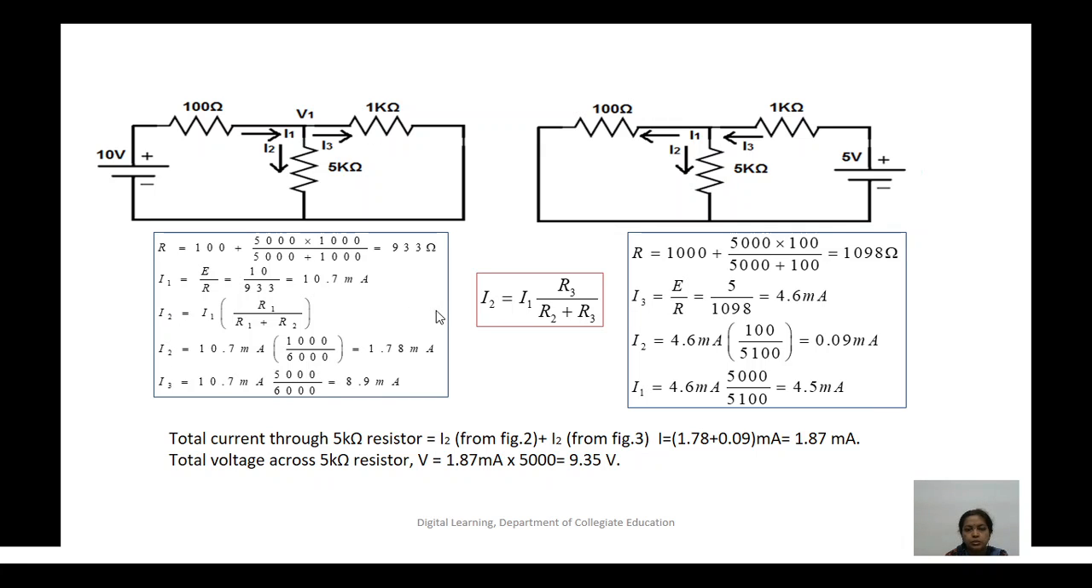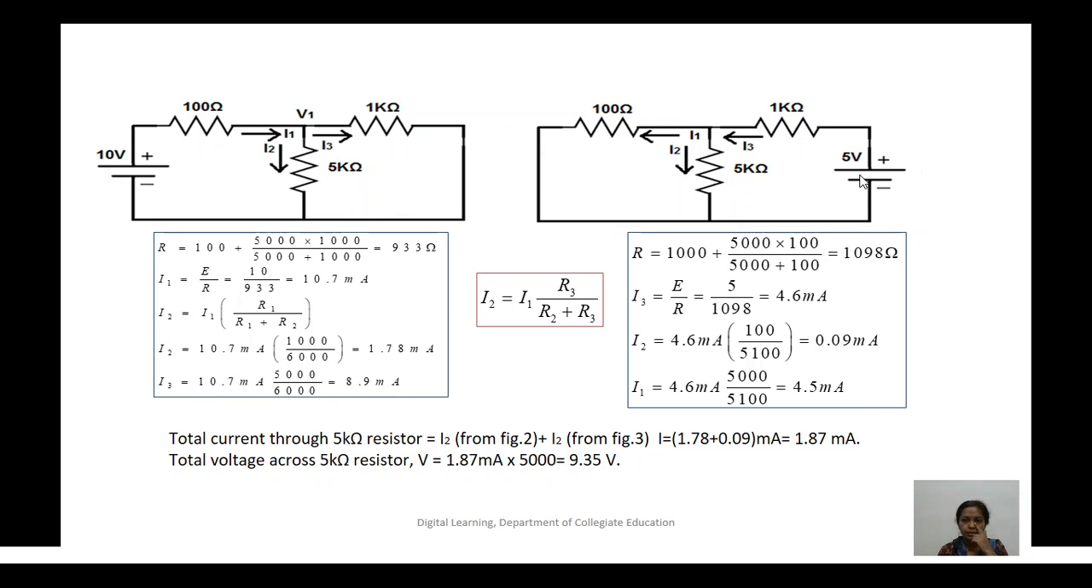Branch current is given by the branch current formula. Branch current is main current into resistance of the other branch divided by sum of the resistances. Suppose this is R1, R2 and R3. Then the branch current method says main current into resistance of the other branch divided by sum of the resistances. Suppose I want I2. Then main current is 10.7, resistance of the other branch is 1K, divided by sum of the resistances, 5K plus 1K is 6K. So similarly find I3, branch current by branch current method.